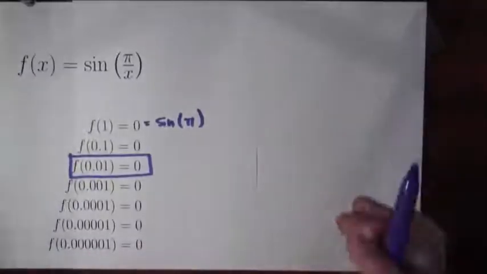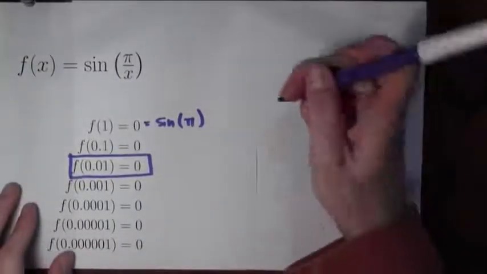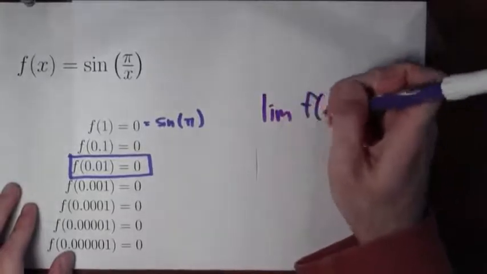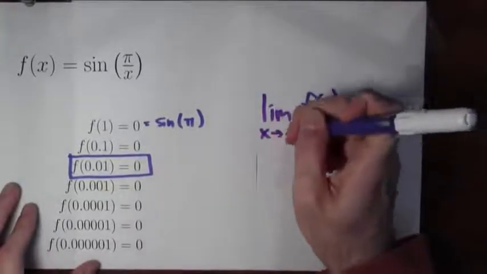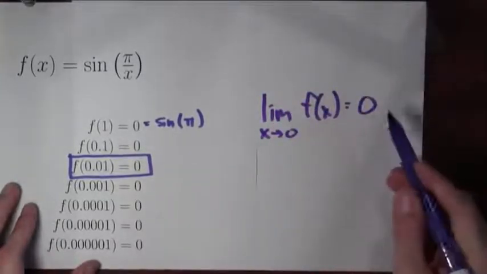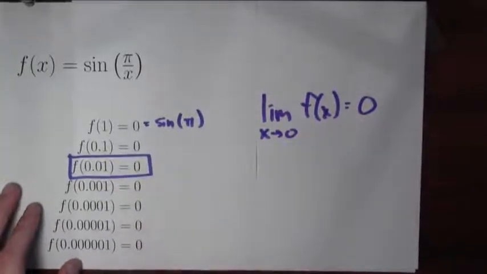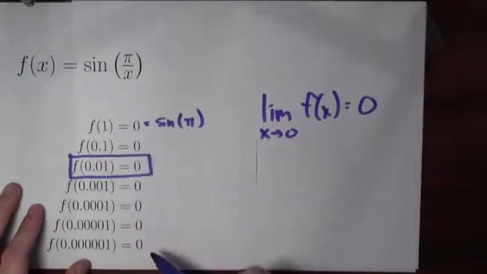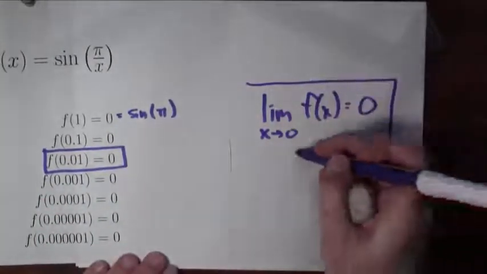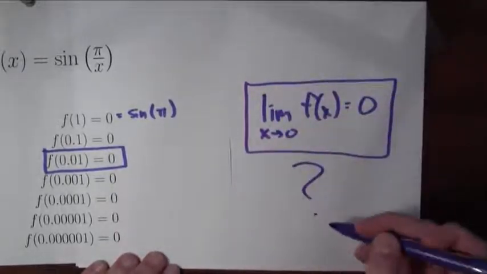In light of this evidence, you might be tricked into believing that the limit of f of x as x approaches 0 is equal to 0. After all, these points are approaching 0, and the function evaluated at each of these points is 0. So maybe that means that this is true. So it looks like the limit is equal to 0, but what happens if I look at some other points?